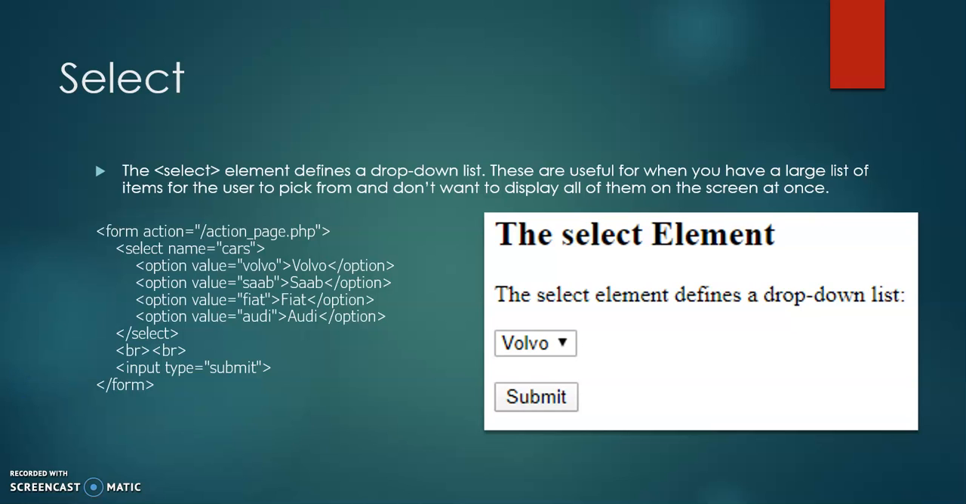Select. The select element defines a drop-down list. These are useful for when you have a large list of items for the user to pick from and don't want to display all of them on the screen at once. In the example below, on the left, there's the form with a select named cars with 4 options. On the right, we can see that the select option, Volvo, is shown and the rest are currently hidden.